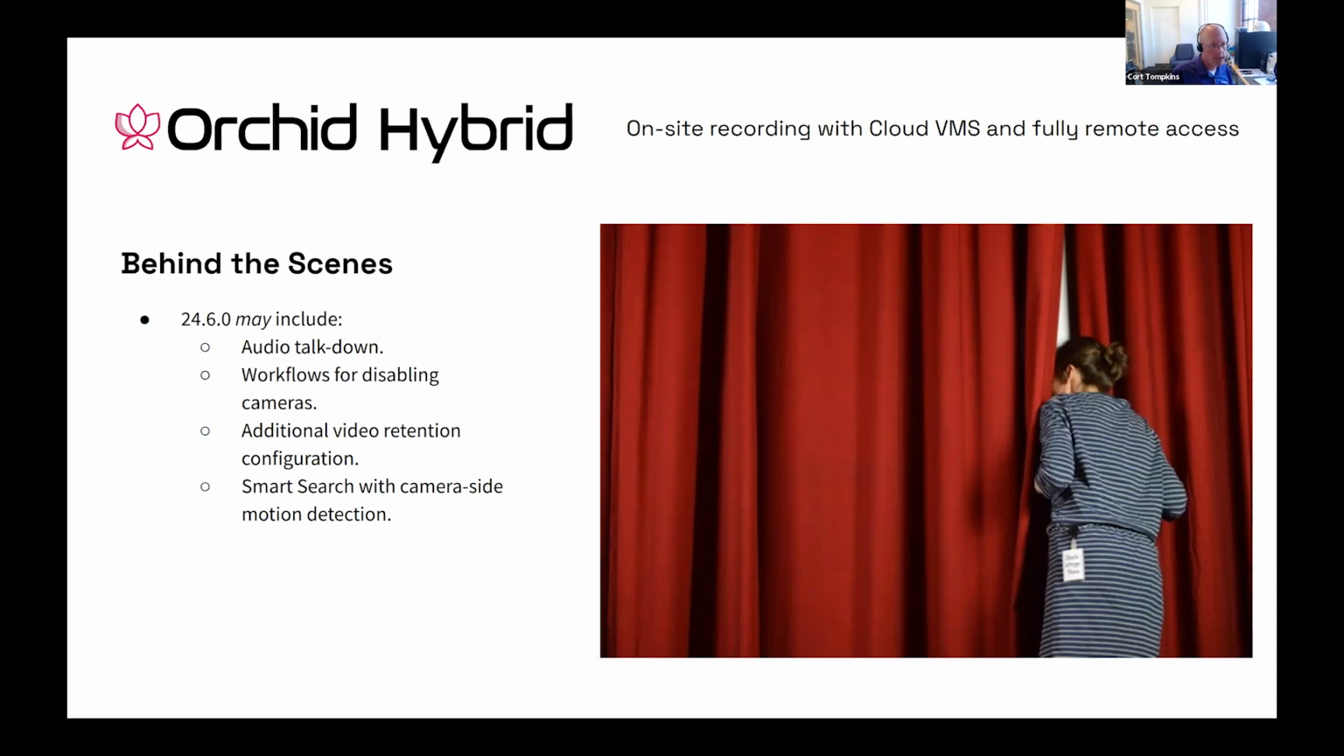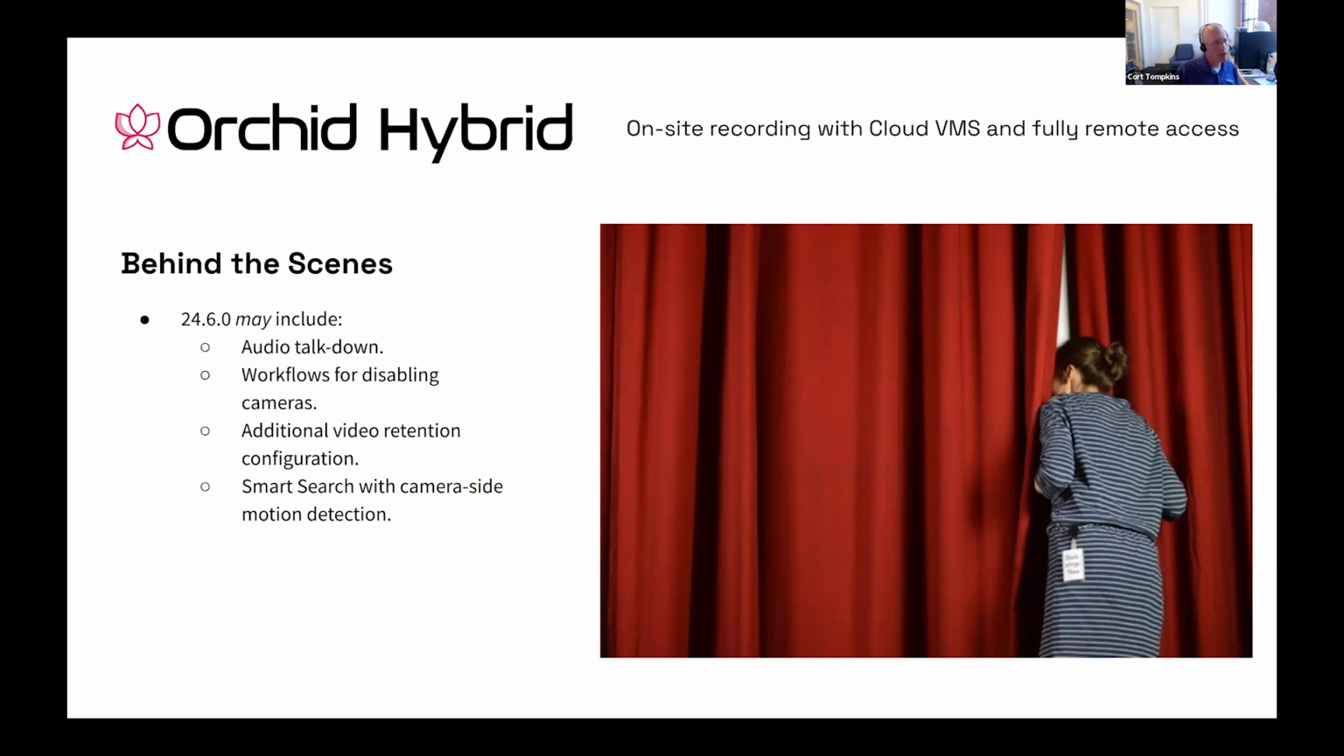So in 24.6, we're very likely to add support for two-way audio or audio talk down. So this is the ability to activate a speaker that's attached to a camera and send audio out, broadcast audio out to an attached camera speaker. We're also going to have improved workflows for disabling cameras.